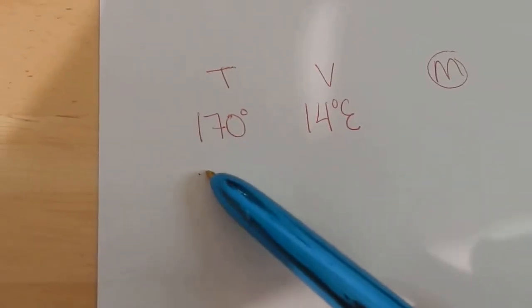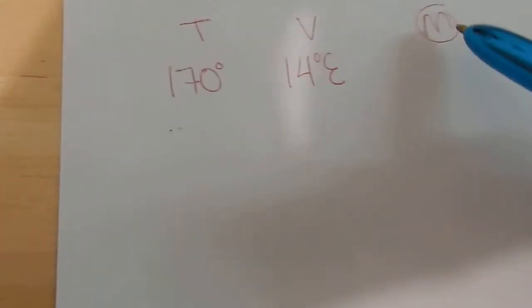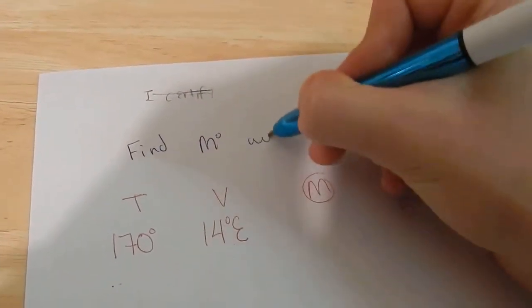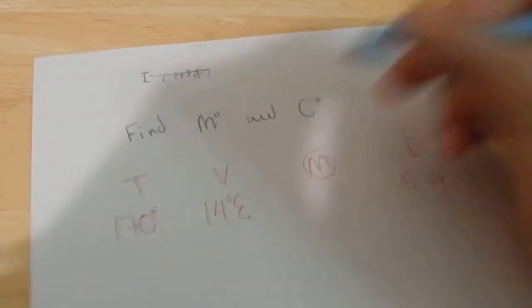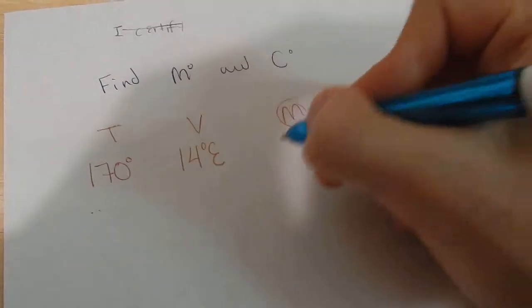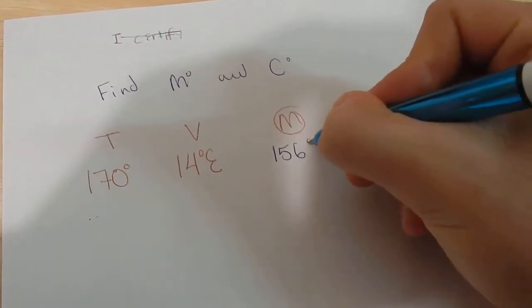So you have 170 and your variation is 14 degrees east. So that means 170 plus 14 is going to give you your magnetic. So that's your first answer. So again, the question is find magnetic degrees and the compass. Okay. So 170 plus 14, and you're going to the right. So it's going to be 156, right?